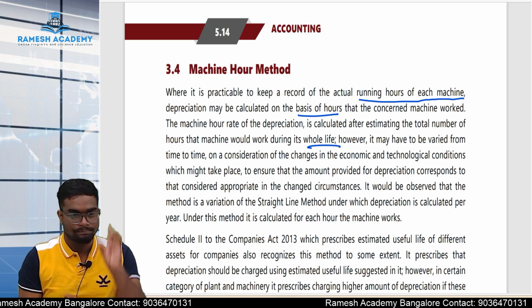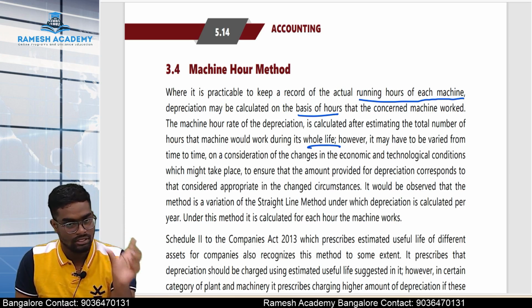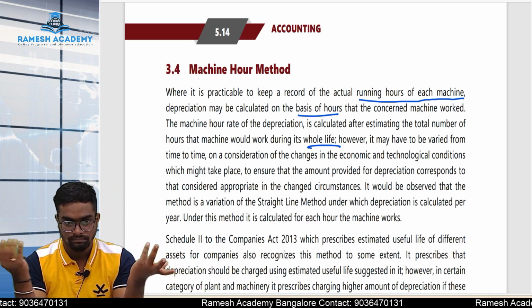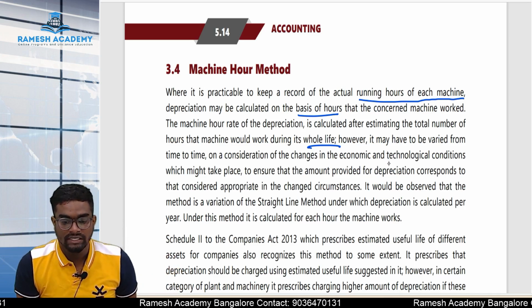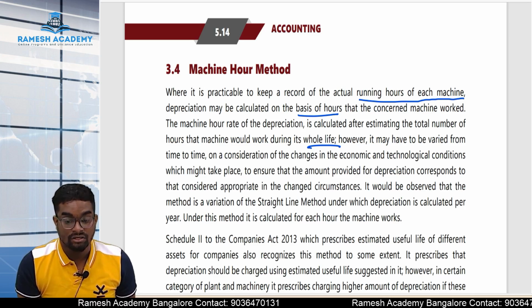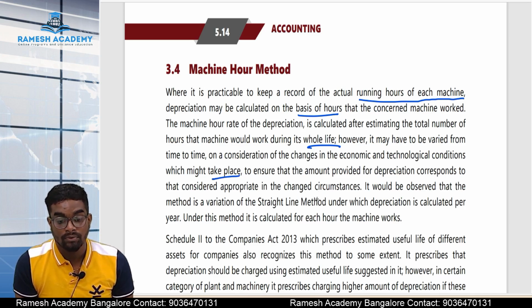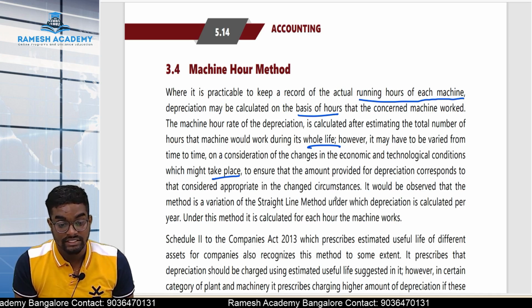So simple. Take depreciable amount. How do you calculate it? Cost minus residual value. Depreciable amount into actual hours worked divided by the total hours in its useful life. Simple. Okay. However, it may be varied from time to time on a consideration of changes in the economic and technological conditions which might take place, to ensure that the amount provided for depreciation corresponds with what is considered appropriate in the changed circumstances.